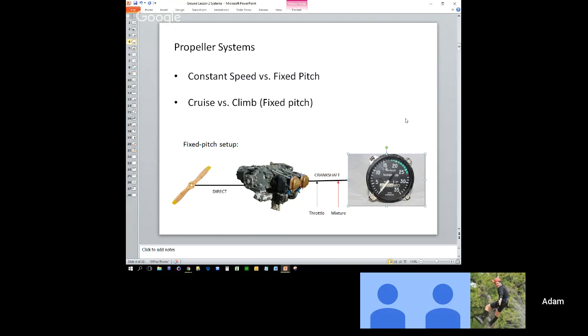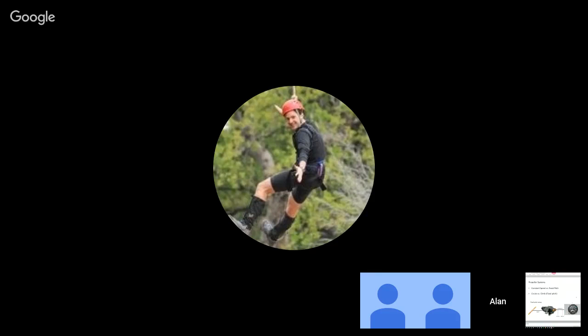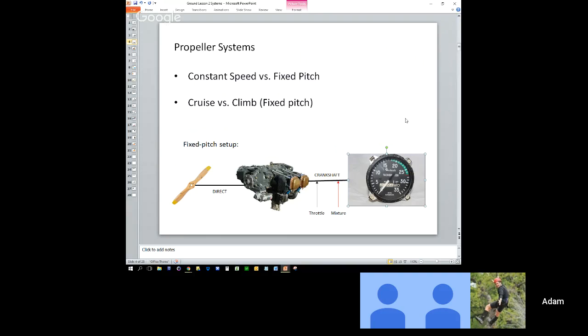What questions do you guys have? When you say engine power, is that RPMs? Yes, it is. Revolutions per minute, which is a direct relationship to engine power. So the throttle controls the fuel air mixture, but the mixture controls just the fuel. And we're going to get into that in a couple slides. So table that for just 2 seconds.